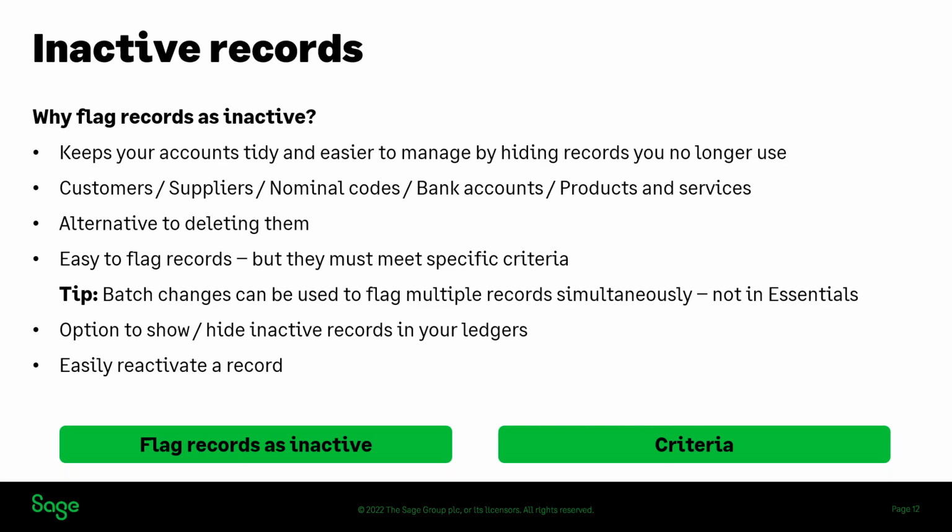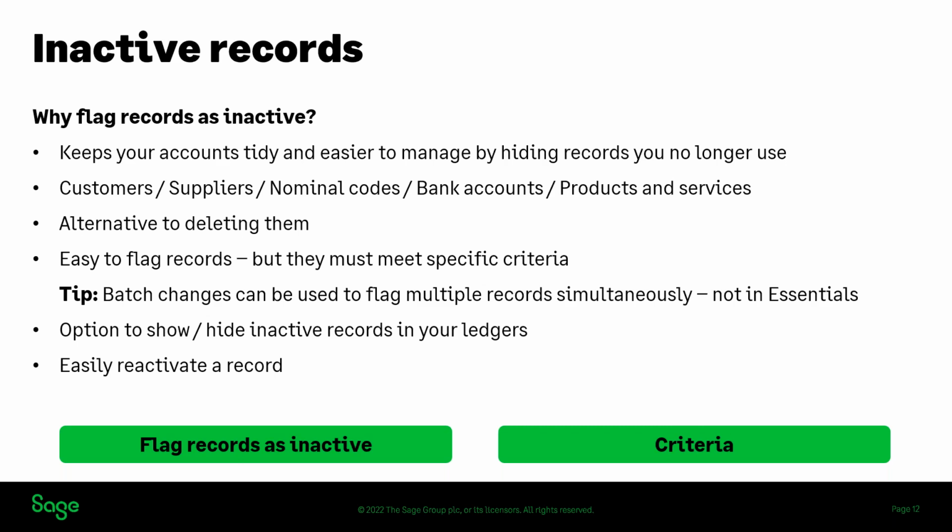In the past, it would have been maybe renaming the account to say something like "do not use" or "void account," and then applying a filter. But with inactive records, it makes it very easy. So it's the alternative to actually deleting them. You can just flag them as being inactive. Really easy to flag them.